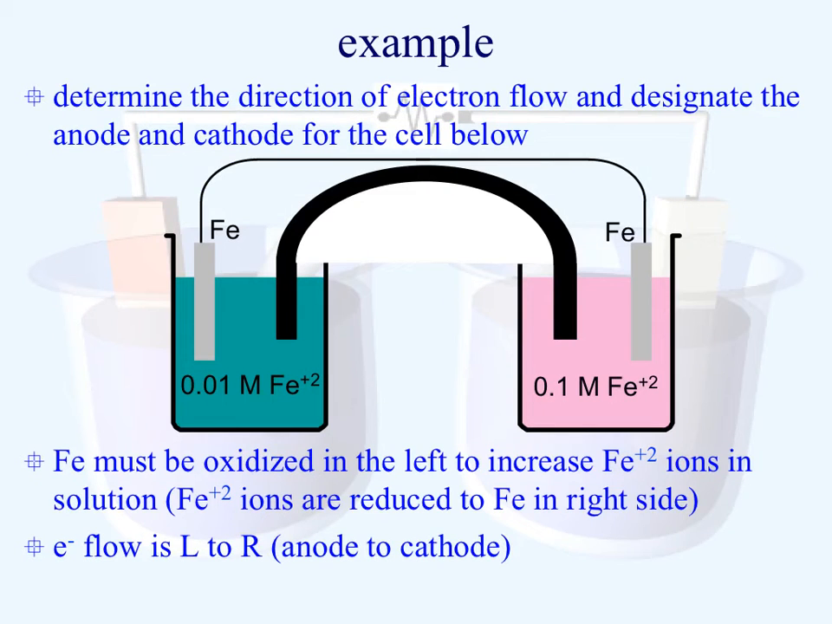If we want to look at another example here, they've asked us to determine the direction of electron flow and designate the anode and cathode for this cell right here. So we have an iron electrode.